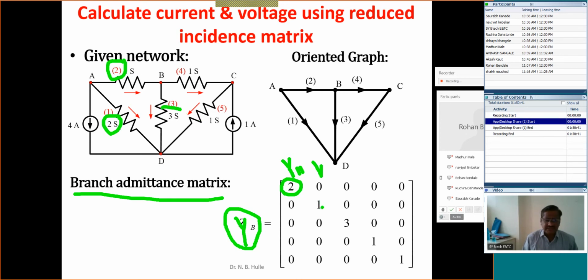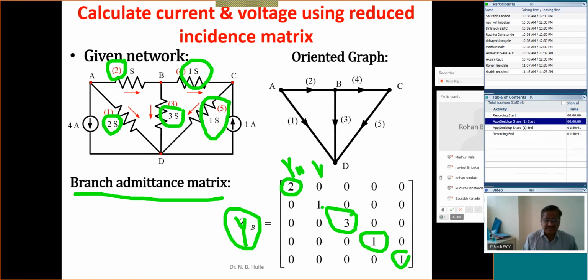For branch number 3, how much is this admittance? 3 Siemens. For the branch number 4, how much is this admittance? Its admittance is 1 Siemens. Is it right? And for the branch number 5, its admittance is 1 Siemens. That's why it is 1.